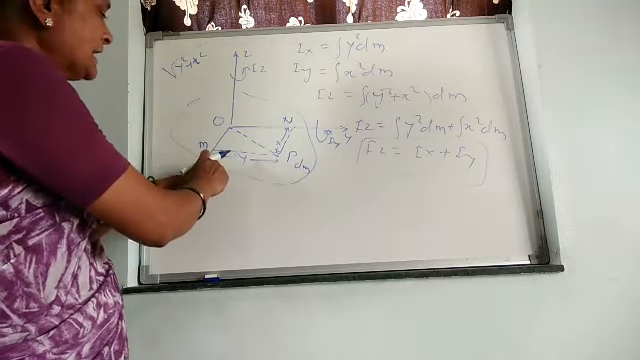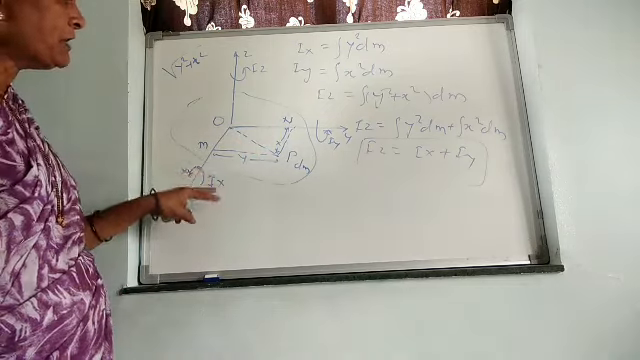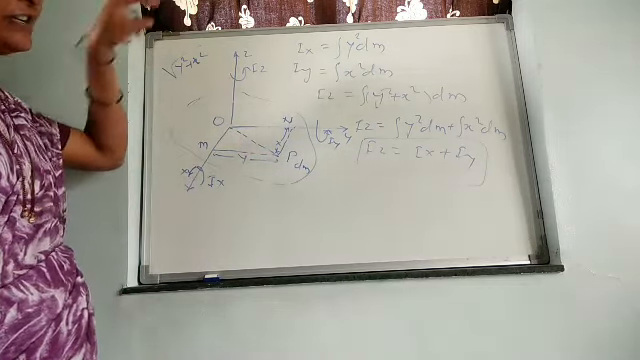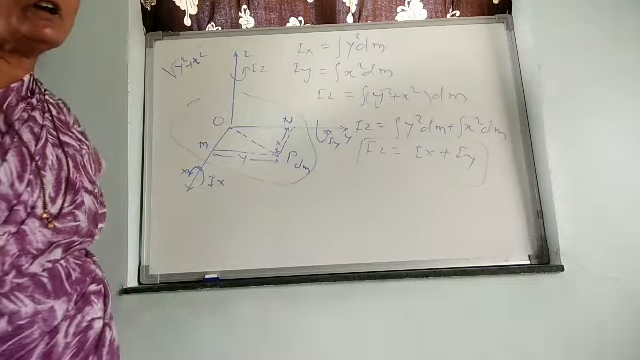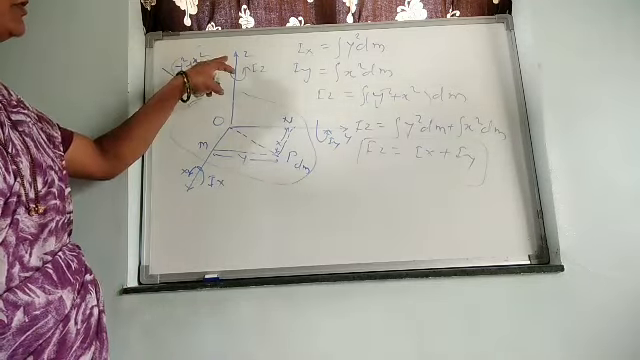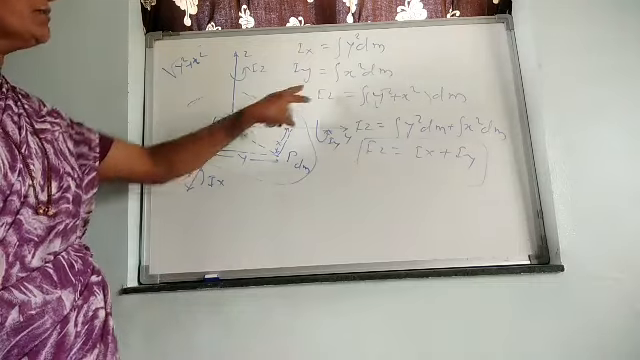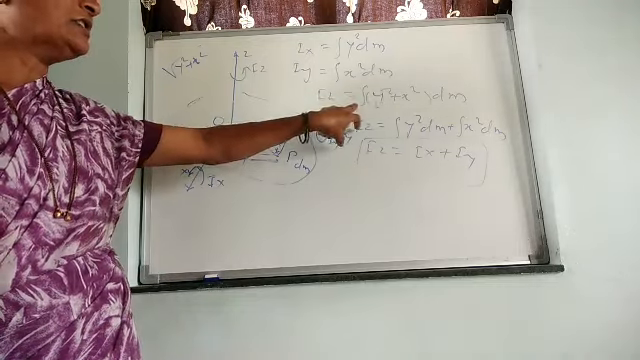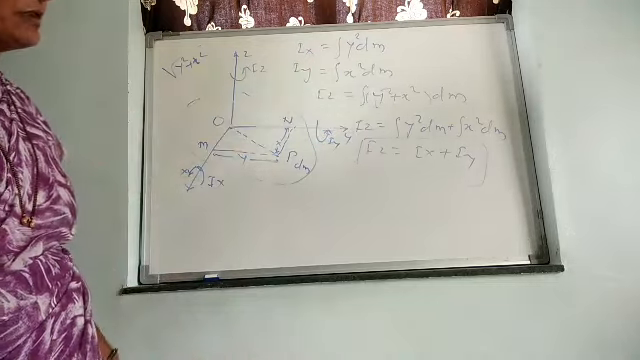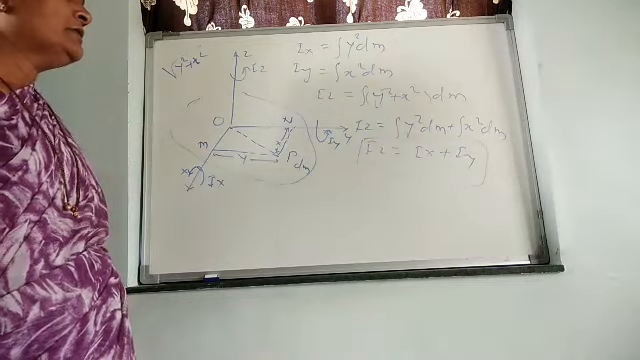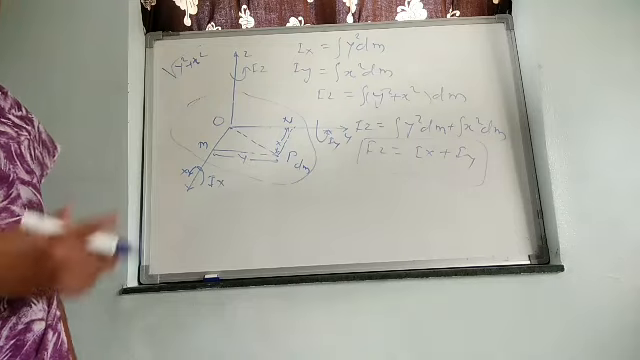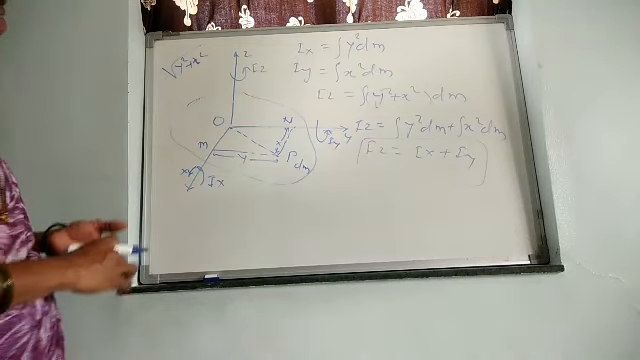Here, as we have seen, x and y are the two mutually perpendicular axes in the plane of the lamina, while z is the third perpendicular axis, about which we have to find the moment of inertia. Therefore, Iz is equal to integral of (y square plus x square) dm. That means Iz is equal to Ix plus Iy. This is the principle, or the theorem, of perpendicular axis.